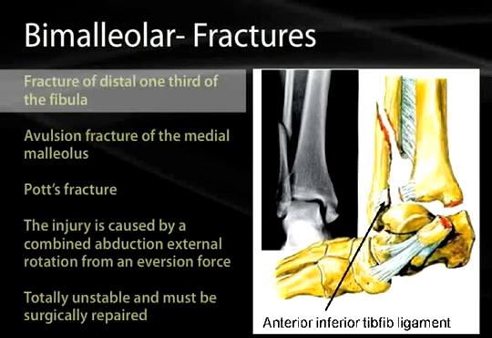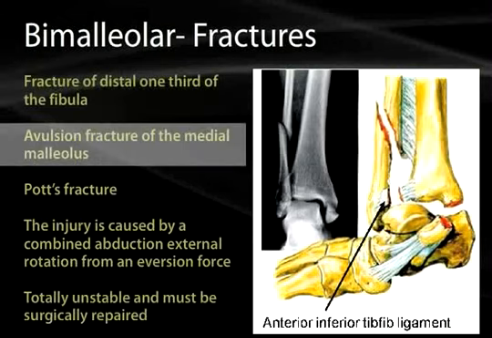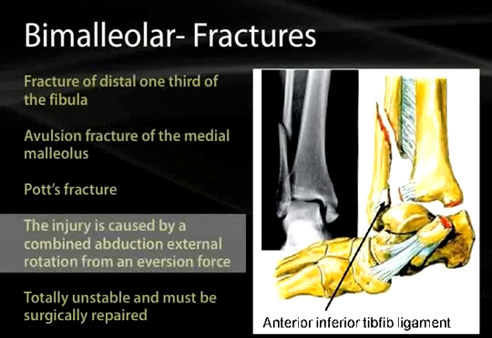These are always repaired by surgery, and oftentimes this kind of fracture is known as a Pott's fracture. So it's a bimalleolar avulsion fracture and a tibial shaft fracture. The injury is usually caused by a combination of abduction and external rotation from an eversion force.